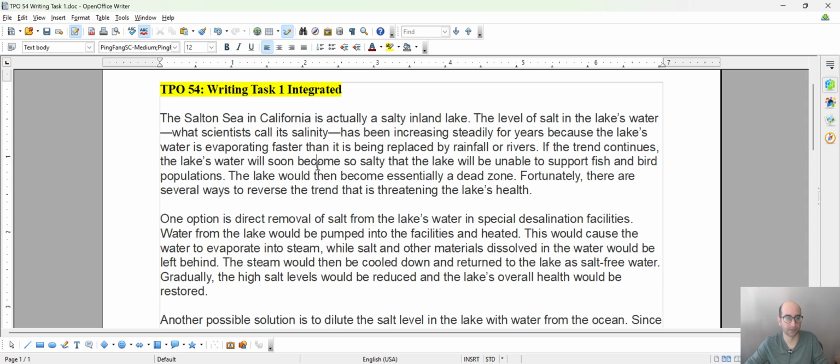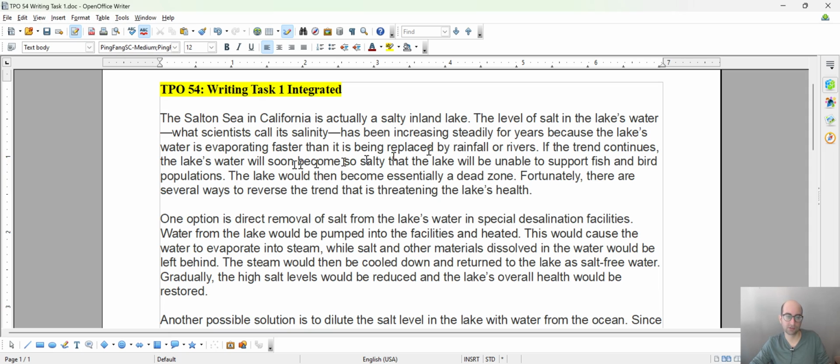The Salton Sea in California is actually a salty inland lake. The level of salt in the lake's water, what scientists call its salinity, has been increasing steadily for years because the lake's water is evaporating faster than it is being replaced by rainfall and rivers. So you could see in a lot of cases, they're just introducing background information to give you more insight into this topic. So just keep skim reading really quickly.